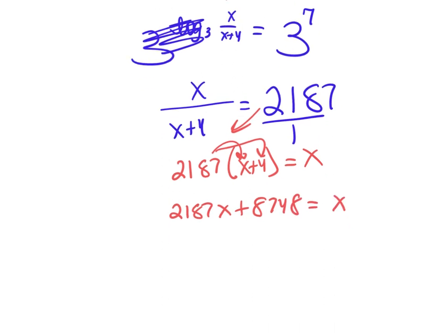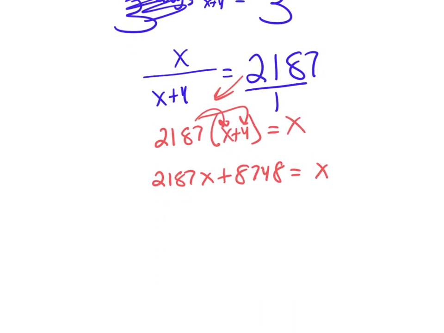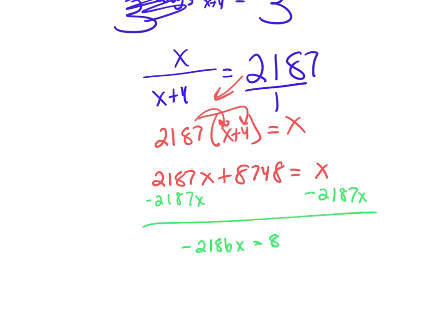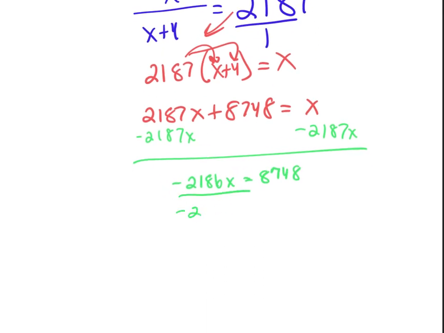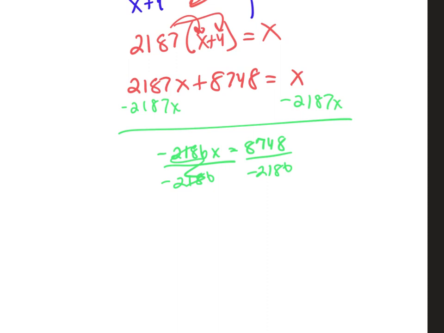The value of these numbers doesn't really matter. I just made this up as I was sitting here. So now I'm going to move everything. I'm going to move this to the other side. And I get negative 2186x equals 8748. I would divide both sides by negative 2186. Again, this is a huge gross number, but it just worked out that way.